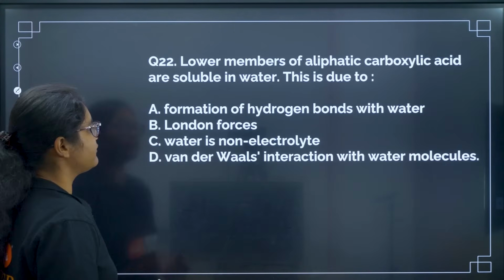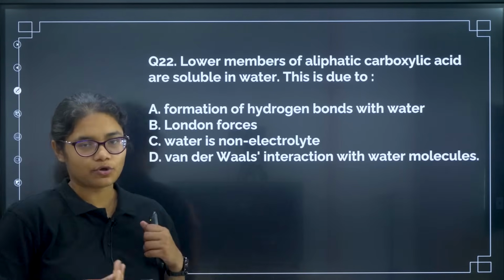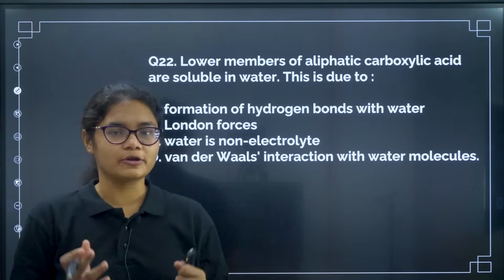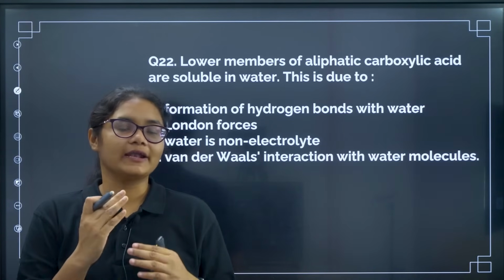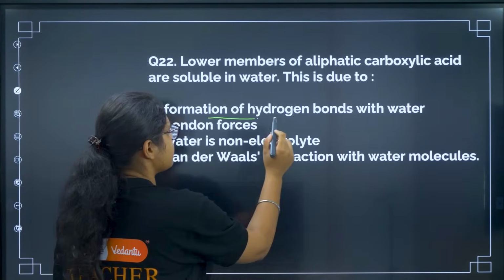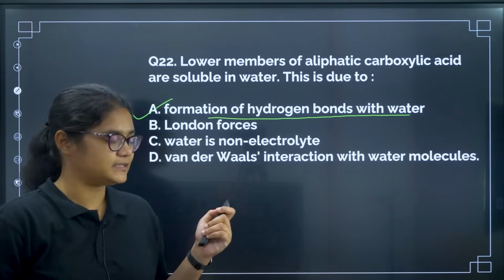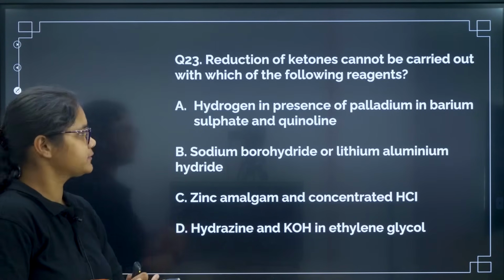Lower members of aliphatic carboxylic acid are soluble in water. This is due to... So whenever solubility in water comes, the most important reason is hydrogen bonding, and acids can form very strong hydrogen bonds. So that is why, due to the formation of hydrogen bonds with water. Okay, the correct answer is option number A. Very easy one.